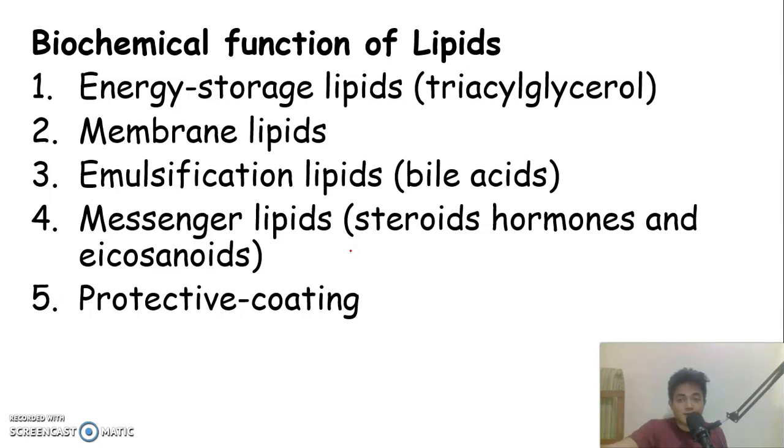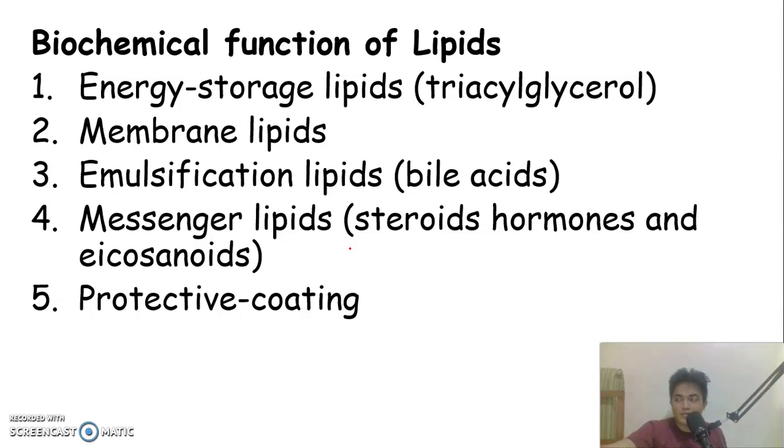And number five, it's a protective coating. If you notice, some plants have a glistening color. Usually it is an effect of the lipid content in their chemical structure. So lipids are very important because of their energy storage capability, their membrane role in protecting a cell, and emulsification, also the mixing capability. The messenger lipid is the one that allows communication, then the protective coating, and also steroids.